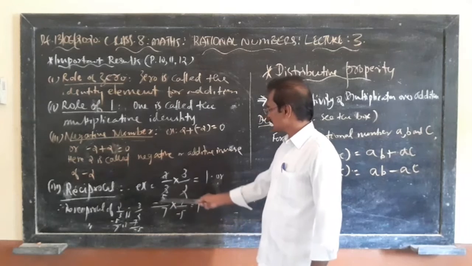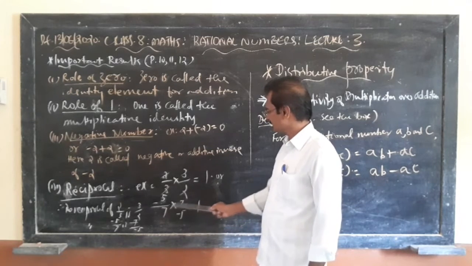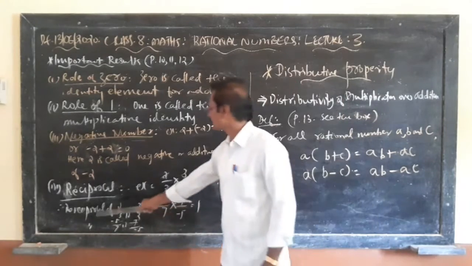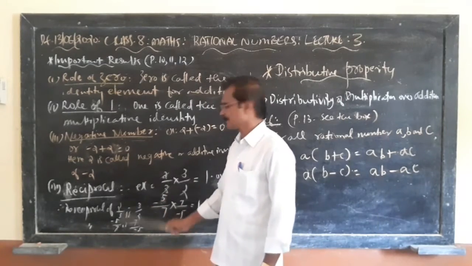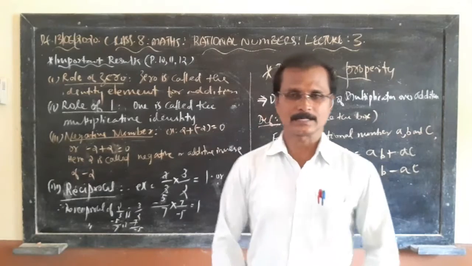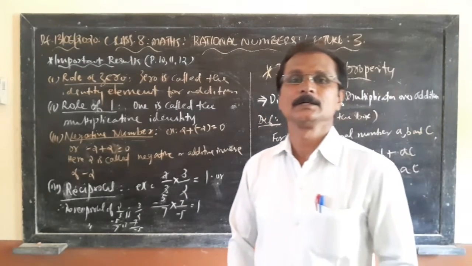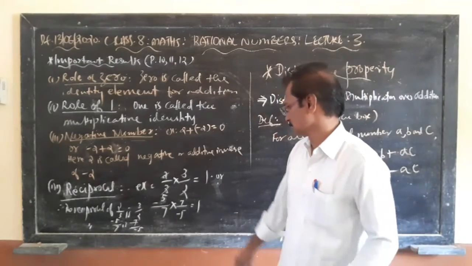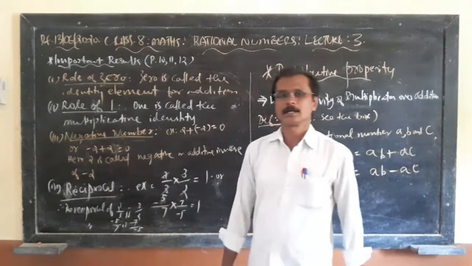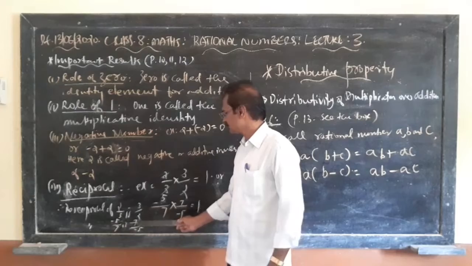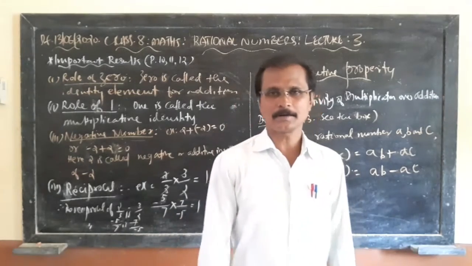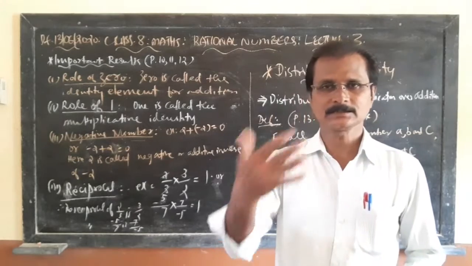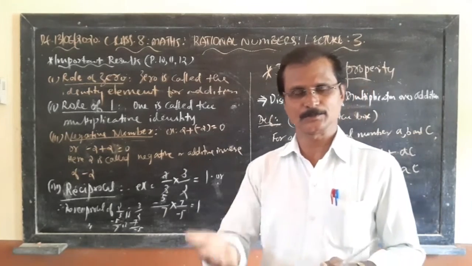Here also this minus 5 minus cancel, 7 cancel, then you will get 1. We can say the reciprocal of 2 by 3 is your answer. How to write your answer? The reciprocal of 2 by 3 is 3 by 2, and reciprocal of minus 5 by 7 is 7 upon minus 5. Got it?